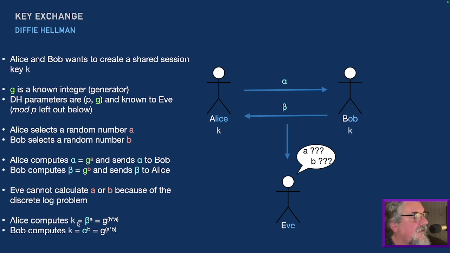Anyway, so what does Alice do? She got this beta value from Bob. And what was beta? It was g to the power of b. And if she takes beta to the power of a, that is g to the power of b to the power of a, which can be rewritten as g to the power of b times a. Bob does a similar thing, but he takes the alpha value he got from Alice to the power of b, and that is g to the power of a times b. And look here, b times a and a times b, it's the same value. So Alice has this value k, and Bob has the same value k. But Eve cannot calculate this because of the discrete log problem. I hope you understood that. I didn't explain this so clearly.